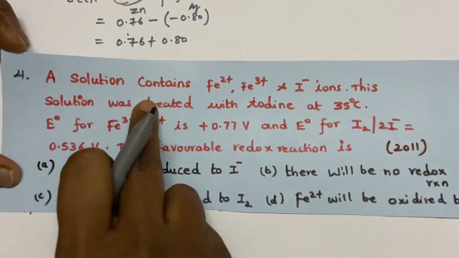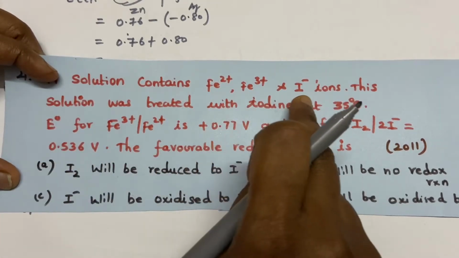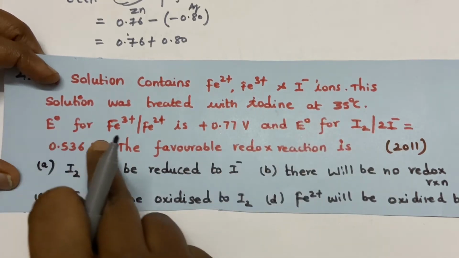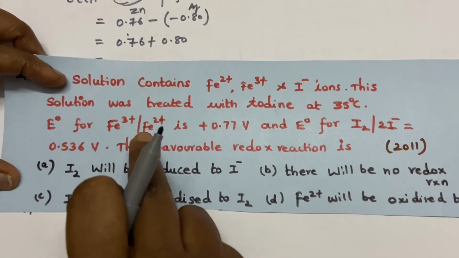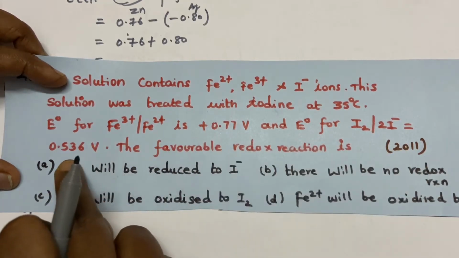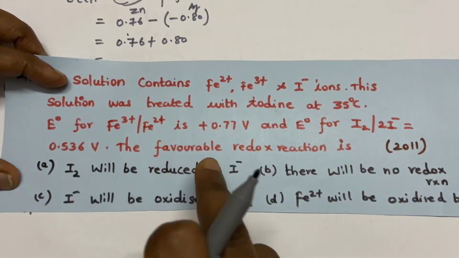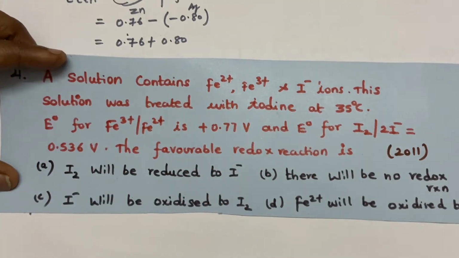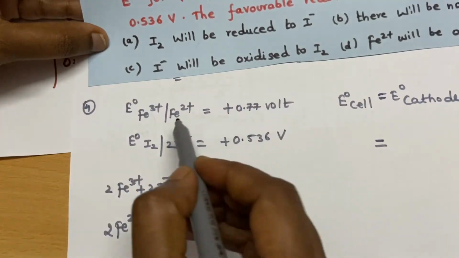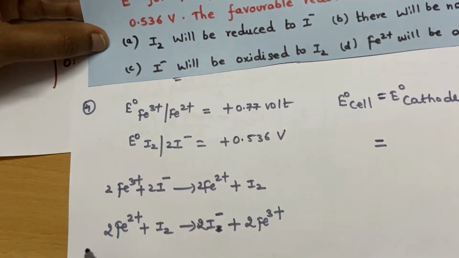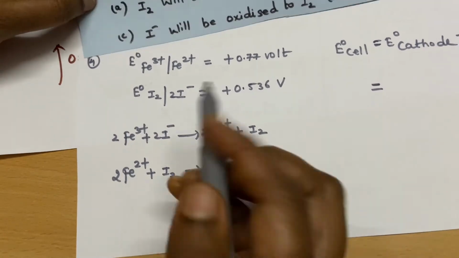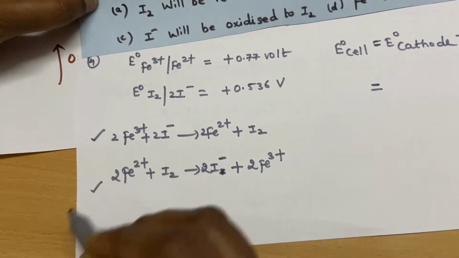Next question. A solution contains Fe2 plus, Fe3 plus and I minus ions. This solution was treated with iodine at 35 degrees Celsius. The reduction potential of Fe3 plus is 0.77 volt and the reduction potential of iodine is 0.536 volt. What is the favorable redox reaction? So they are asking, given the reduction potentials of these two things, which one will act as anode and which one will act as cathode. They are asking whether this reaction will take place or this reaction will take place.